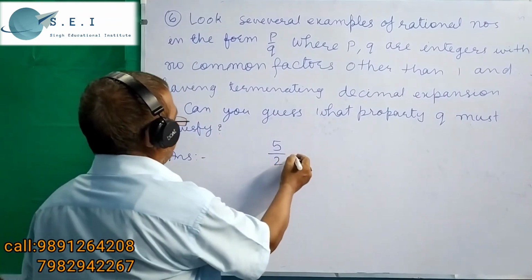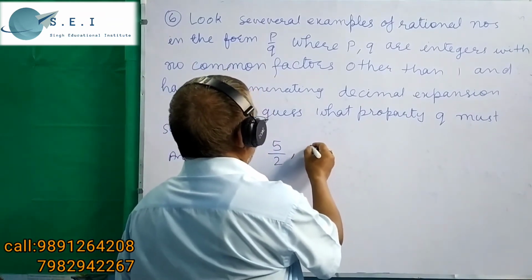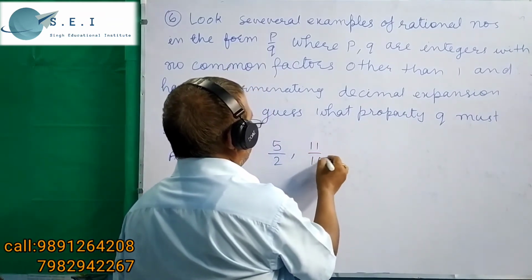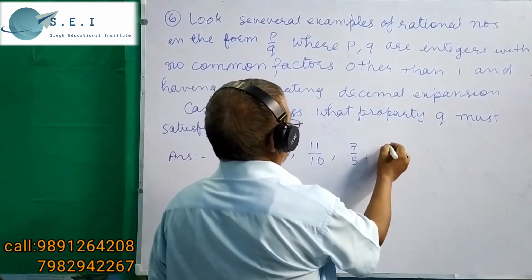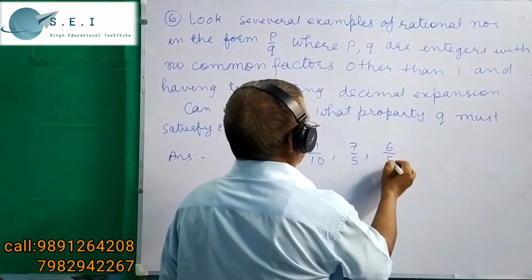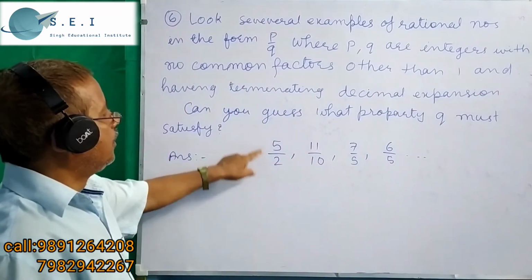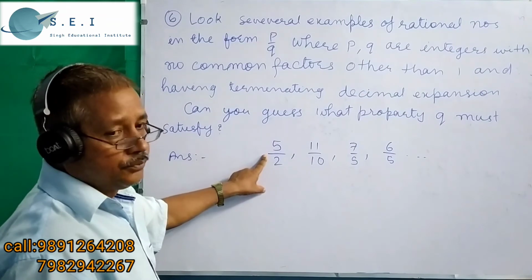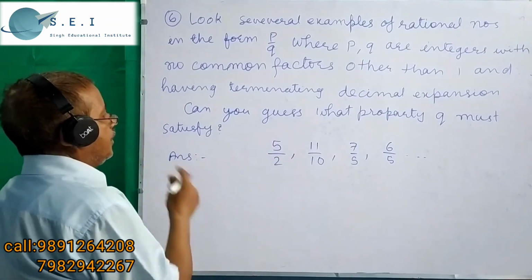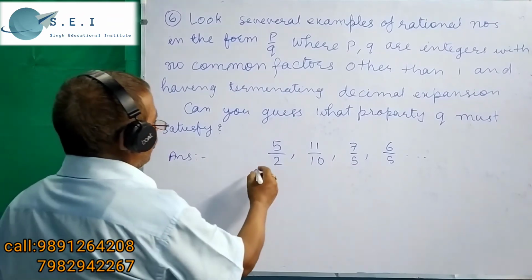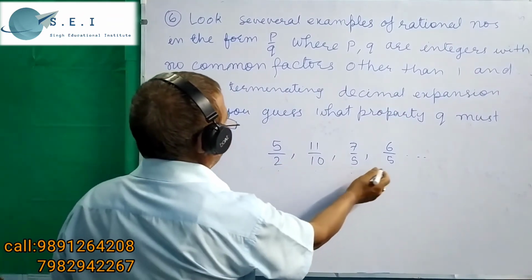So, there are many answers like 5 upon 2, 11 upon 10, 7 upon 5, 6 upon 5, and so on. There are many examples of such fractions p by q, and these all are terminating. So then what is the property of q? This q is 2, 10, 5 and 5.